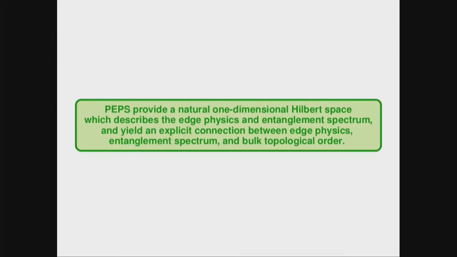So, well, this tells us that PEPS provide a natural way, and that's maybe the main message, is really that they provide a natural one-dimensional space, right? Usually it's very indirect, via spectra and so on, to see that entanglement properties are described by a one-dimensional Hilbert space. PEPS really give us an explicit one-dimensional Hilbert space describing the physics of these systems. And they give us a way then to explicitly, via this Hilbert space, connect the edge physics, the entanglement properties, and the topological order in the bulk.